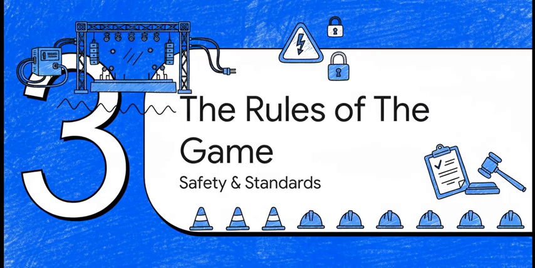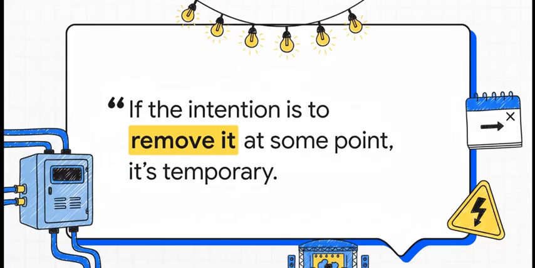Okay, section 3, the rules of the game. Now, doing the math is one thing and it's super important, but when you scale up from a little club gig to a bigger event, you're not just playing with suggestions anymore. You're dealing with serious safety standards and the law. So what even is a temporary system?